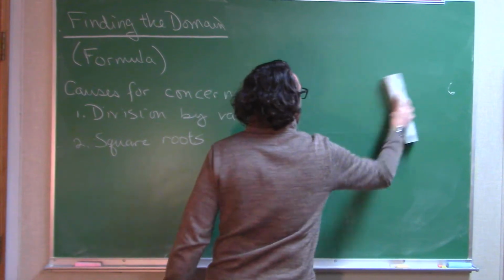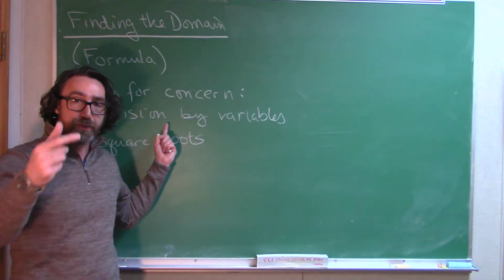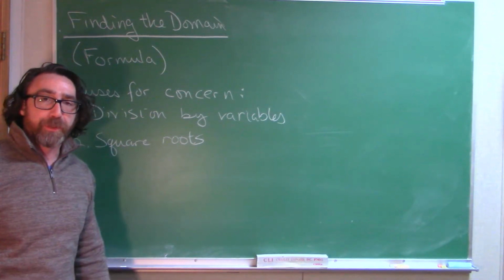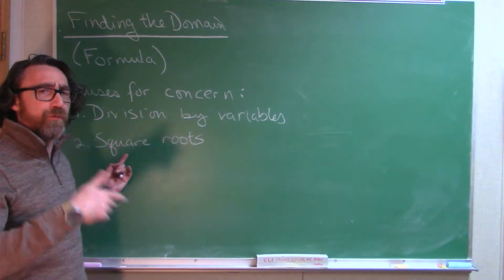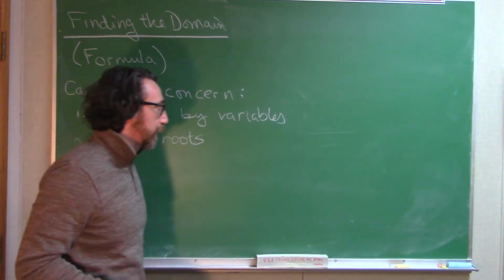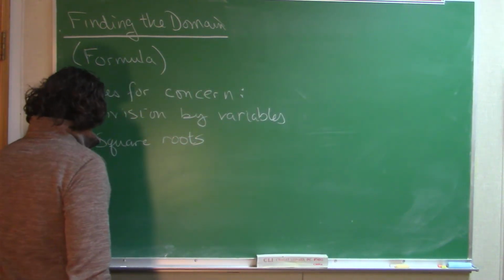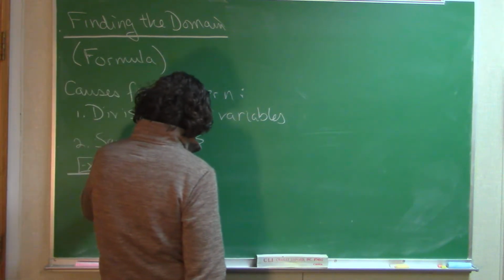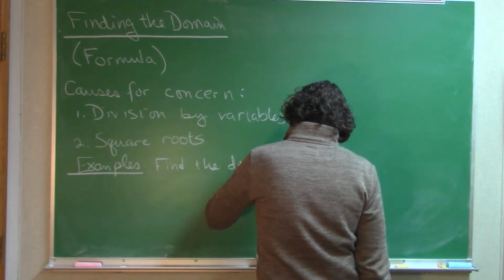So that's why we have to be careful if our function's formula has instructions that cause us to divide by a variable. And the other operation that we need to be careful about is taking roots, in particular square roots, but also fourth roots and sixth roots. Any even roots can be a problem. So I'll give you a couple examples of what I mean. Examples. Find the domain.